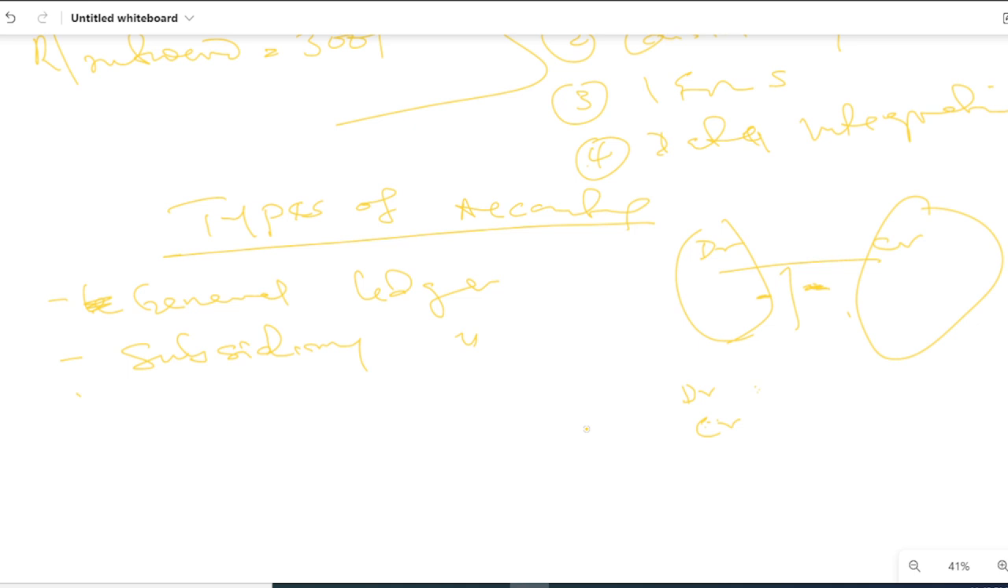Then the subsidiary ledger is called books of original entry or book of prime entry. Subsidiary book account consists of accounts such as sales day book, purchase day book, return inwards, returns outward, cash book, petty cash book. So these are the accounts we have. Let me just show you the diagram of what we have as our ledger.